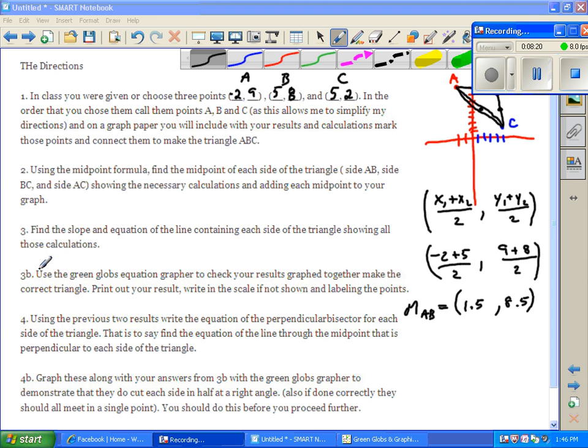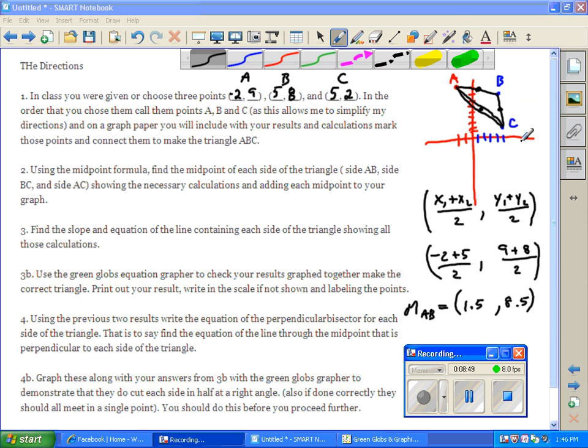Before I do that, note with me 3b. After we find the slope and the equation of the line containing each side of the triangle, so we find an equation for AB, for BC, and AC, use Green Globs' equation grapher to check your results. Graphed together, they make the correct triangle. So all three of your lines should meet at those 3 points A, B, and C. If they don't, you don't have the right lines here, and you'll want to recheck your result.